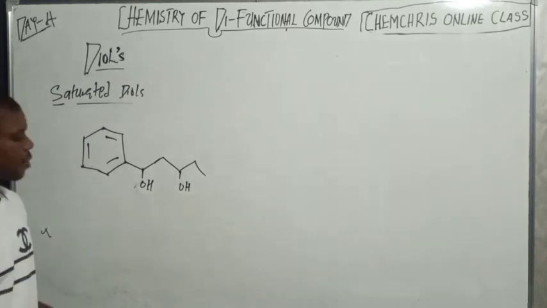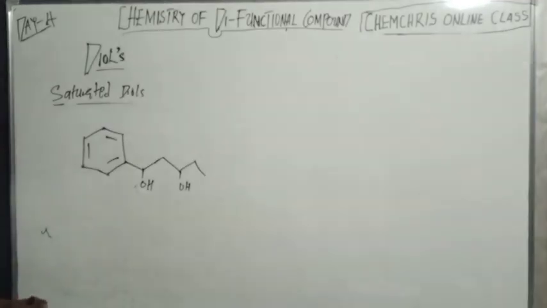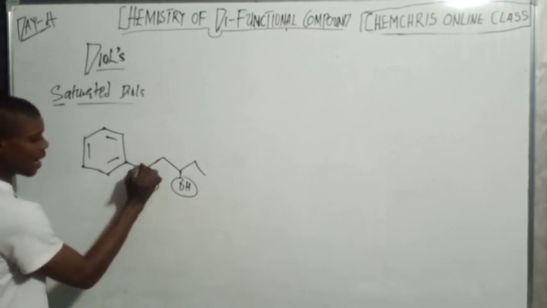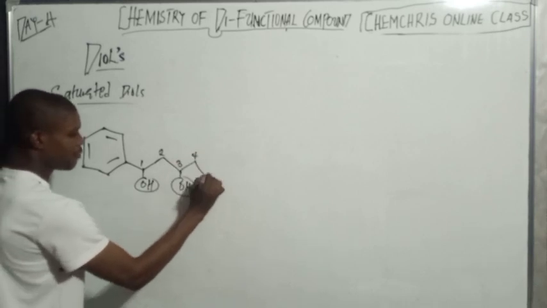What is the name of this compound here? What is the name of this compound? So now it's very easy here. Here we have 2 OH groups, right? Here we go: carbon 1, carbon 2, carbon 3, carbon 4, and carbon 5.